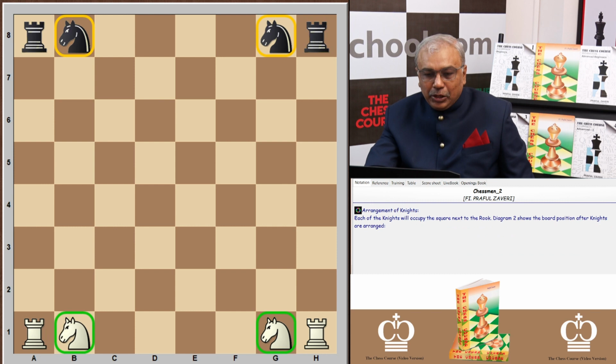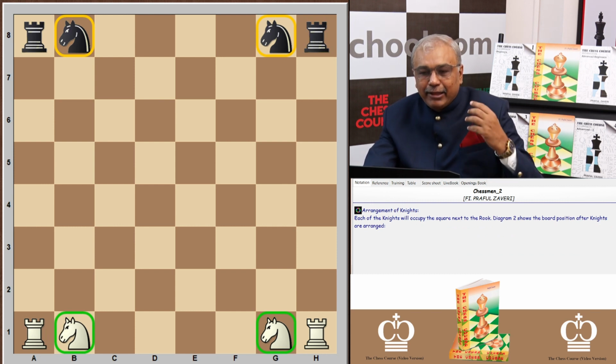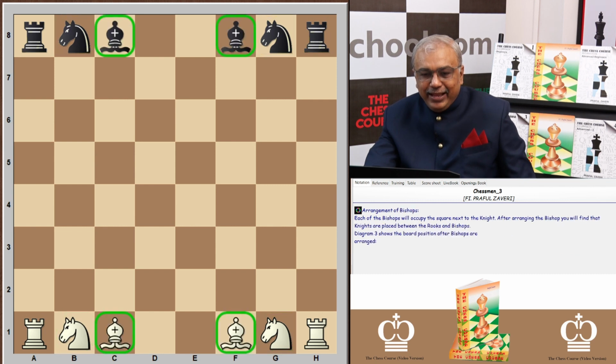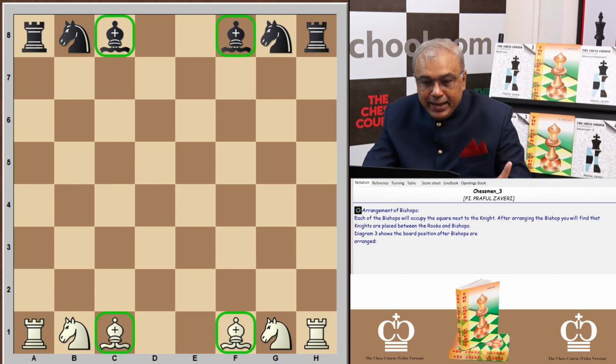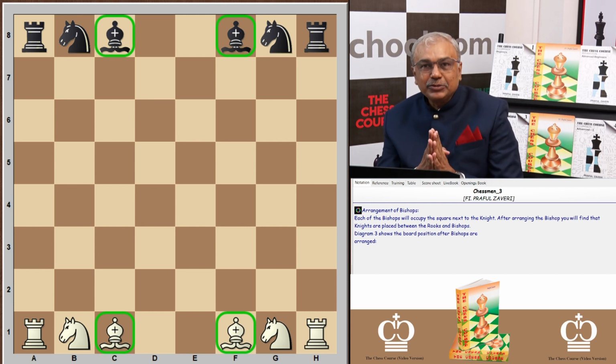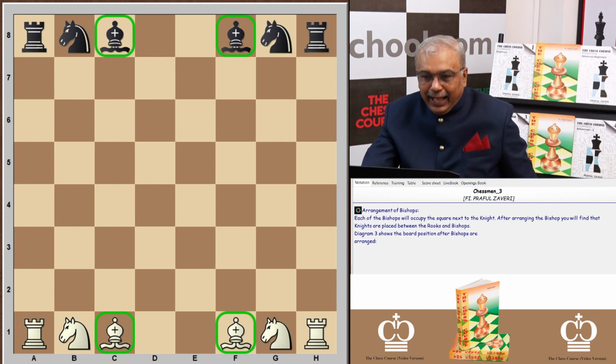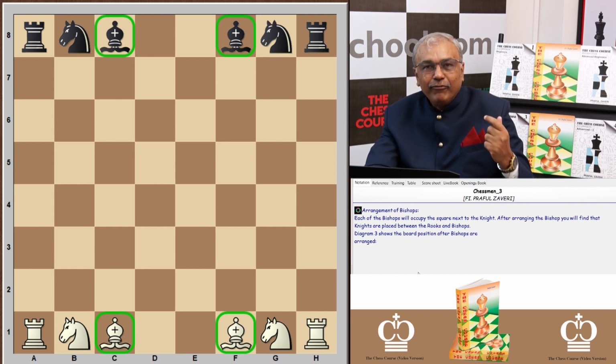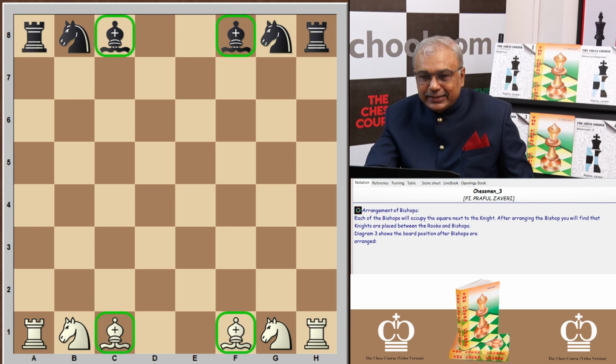Rooks are followed by 2 knights each, so 2 for white and 2 for black, and they face each other. And then we have 2 bishops for white and 2 for black, and after arrangement we find that knights are always between rook and bishop. And then only 2 squares are left empty, one for the queen and one for the king, to complete the 5 pieces.